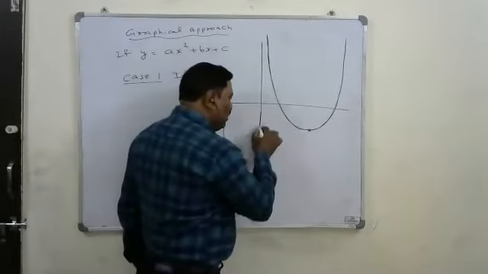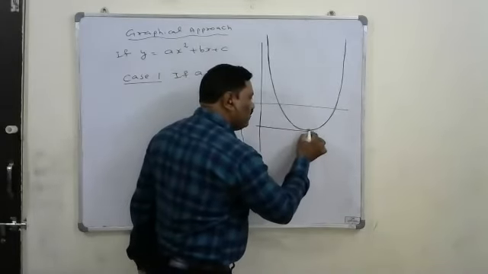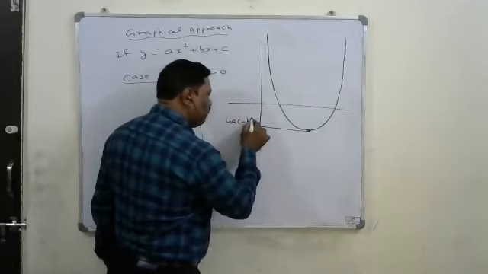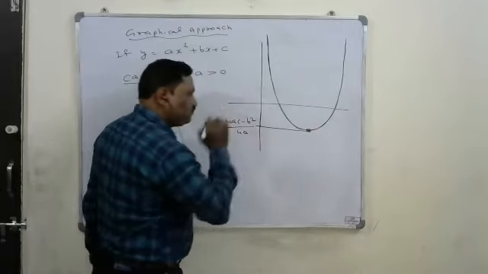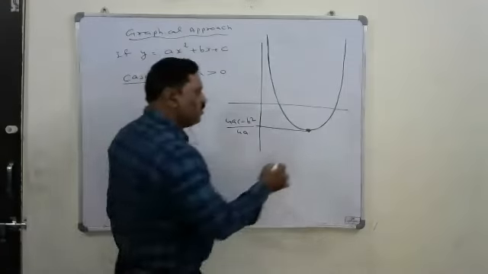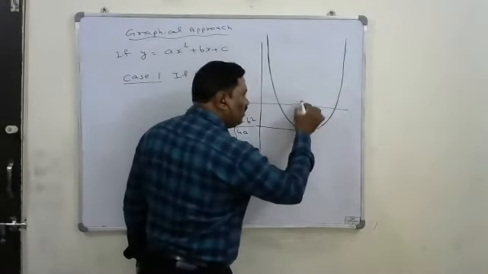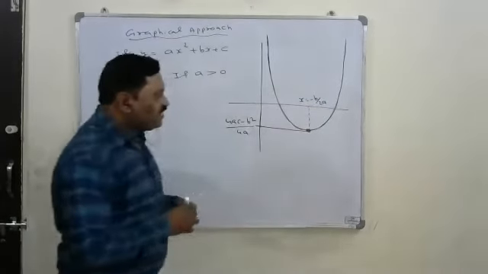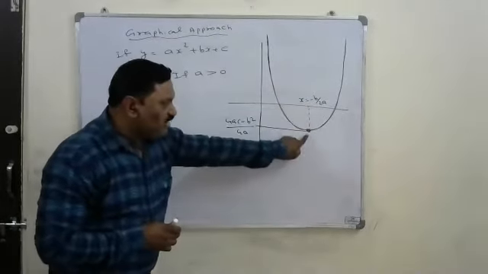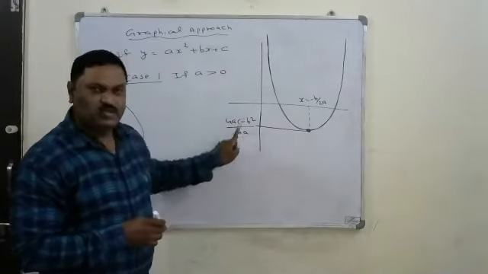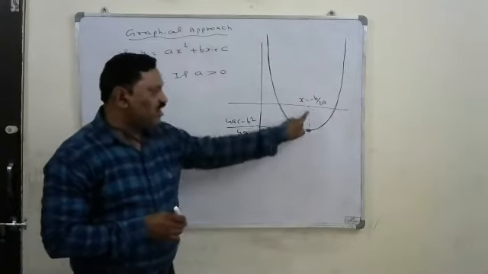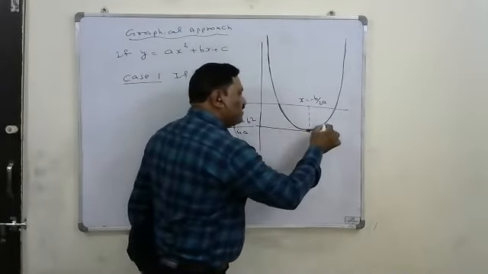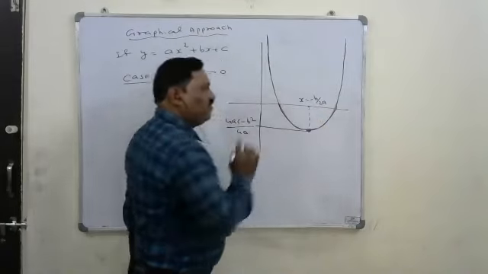So that minimum value is (4ac minus b square) by 4a. Okay, this is (4ac minus b square) by 4a. So that value is available when x is equal to minus b by 2a. So if x is equal to minus b by 2a, then the corresponding value is (4ac minus b square) by 4a. This is the value of y and this is the value of x. So this reaches the minimum value at x equal to minus b by 2a. This is the graph of it.